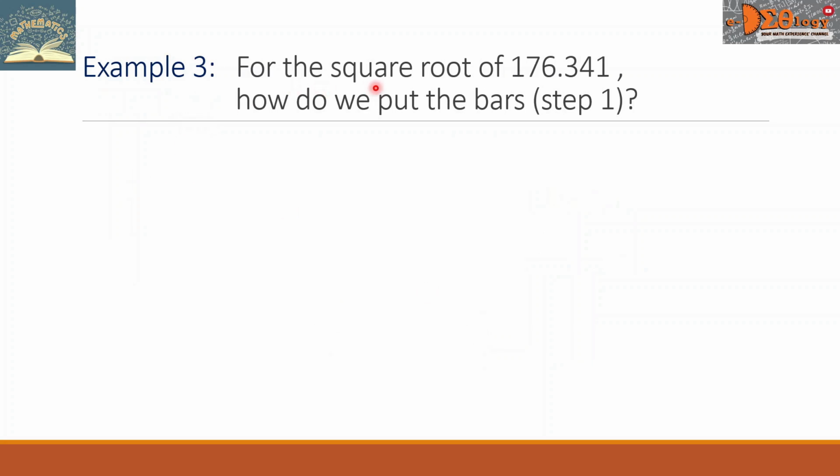Example 3. For the square root of 176.341, how do we put the bars in step 1? This is how we're going to put the bars. For the integers, there is one bar for the number 76, another bar for the number 1. On the decimal part, we put one bar on the first two decimal places, 3, 4. Another bar for the number 1. In this case, we can add 0, so 10. So we put one bar on the number 10. So this is the answer.